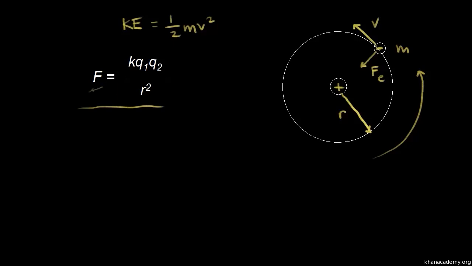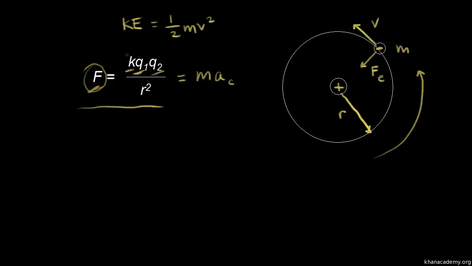So the electric force is given by Coulomb's law. The magnitude of the electric force is equal to K, which is a constant, Q1, which is, let's say, the charge on the proton, times Q2, the charge on the electron, divided by r squared, where r is the distance between our two charges. We know that Newton's second law, force is equal to the mass times the acceleration. We're talking about the electron here. So the mass of the electron times the acceleration of the electron. The electric force is a centripetal force, keeping it in circular motion. So we can say this is the centripetal acceleration.